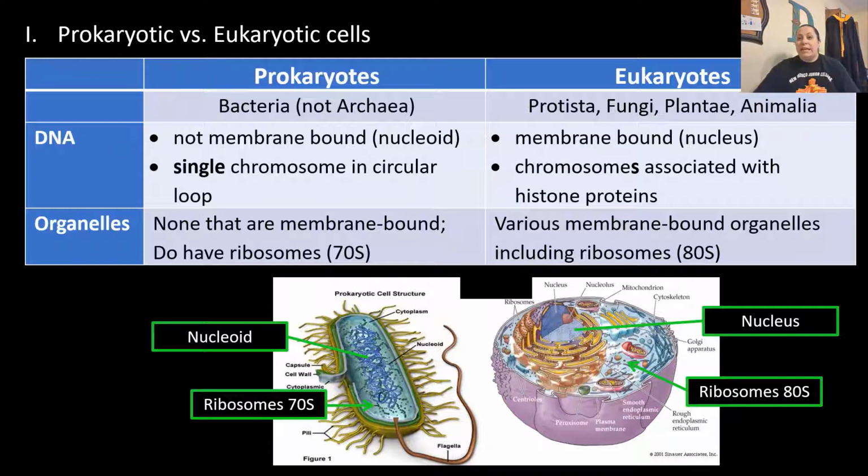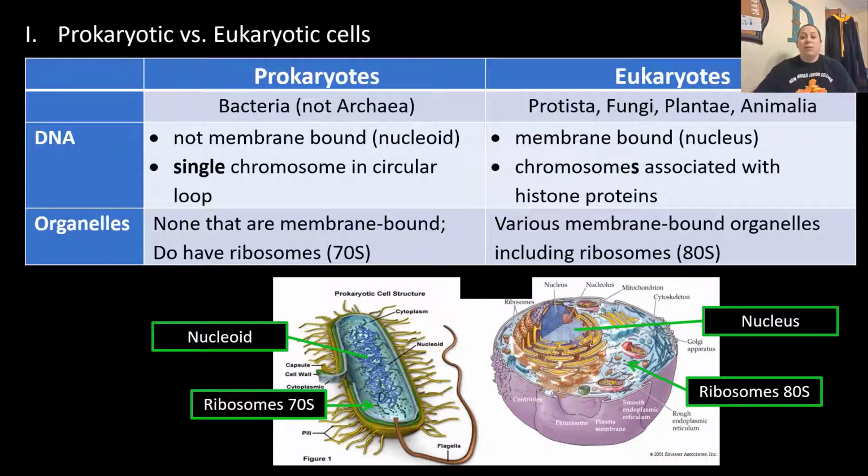When we look at the DNA in eukaryotes, it will be found in a centralized structure called the nucleus, and it will have a membrane around it. In the case of the eukaryotic cells, we do see that they have more than one chromosome. That's where the S comes in. They have chromosomes, and they are associated with these special proteins called histone proteins. So the chromosomes are actually wrapped around these special protein structures.